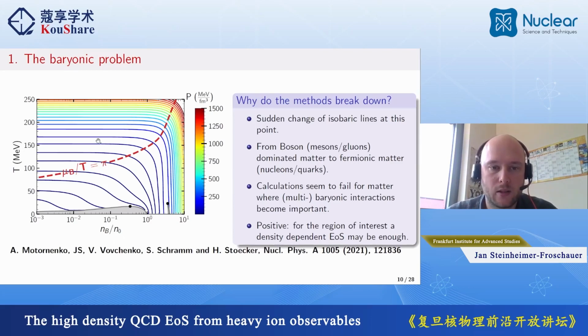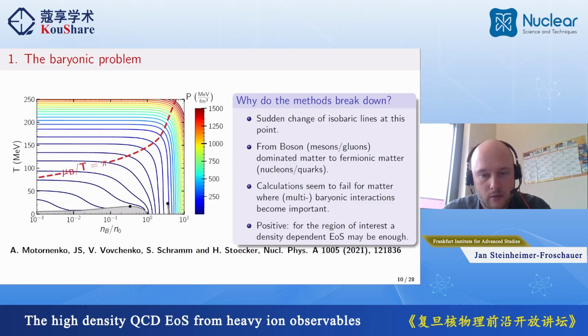And so what that means is, if you now plot the line of mu_B over T equals pi, where basically we know our expansion breaks down, you more or less follow this line where this whole dynamics changes. So basically what we are saying is that all these methods break down at the point when we are going from the boson-dominated matter to fermionic-dominated matter. That's where the calculations seem to fail, where the multi-baryonic interactions become important.